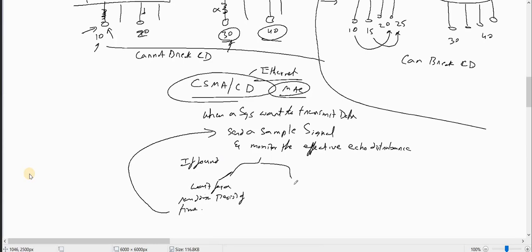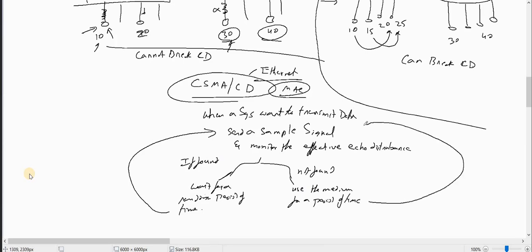If the effective echo disturbance is not found, use the medium for a period of time and again send the sample signal. That's all it does. I send a sample signal and see if the media is free by looking at the echo disturbance. If there is no effective echo disturbance, I'll use the medium.